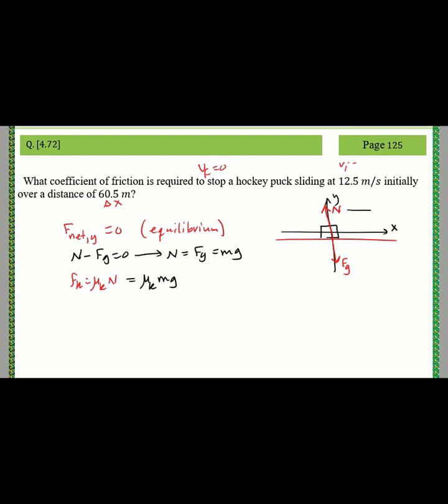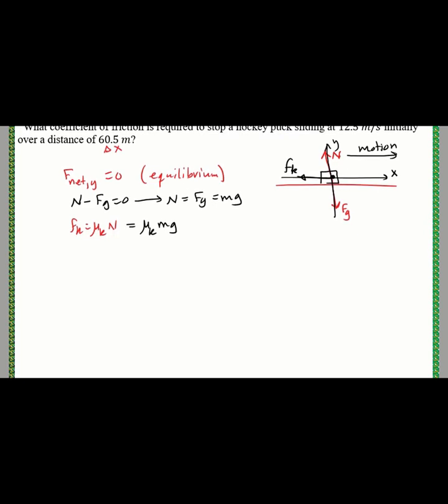Now suppose the motion is to the right, then the friction would be to the left, and there is no applied force. Then we can apply Newton's second law. F net on the x-axis equals m times a. This is Newton's second law.